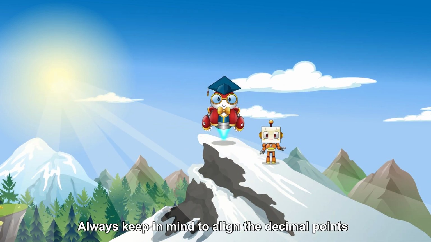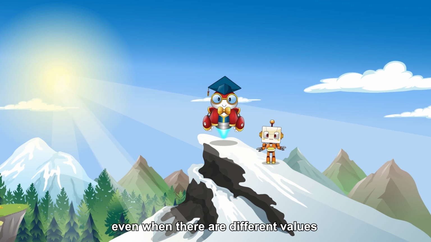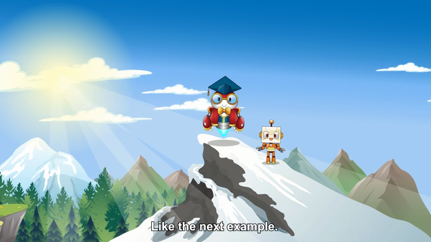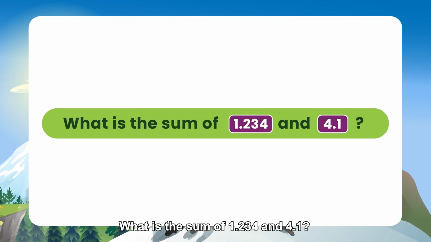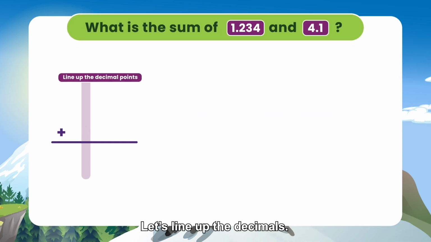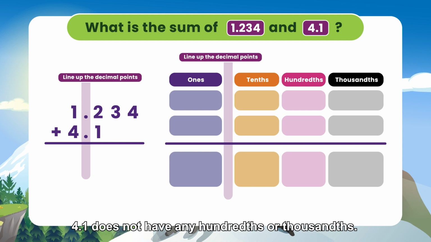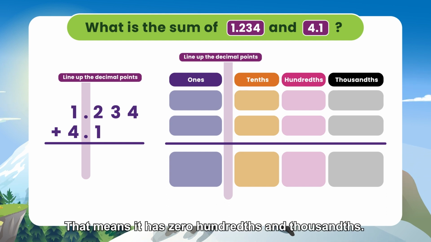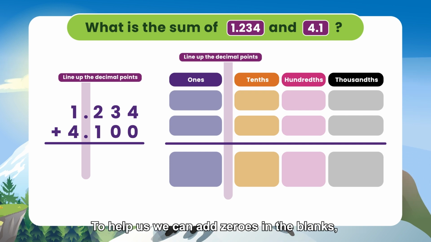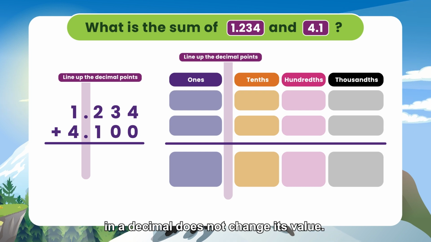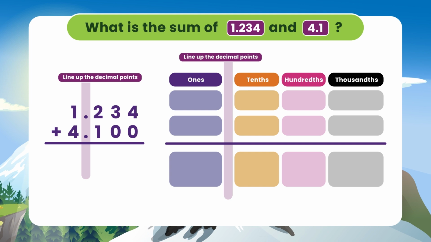Always keep in mind to align the decimal points even when there are different values after the decimal point. Like the next example. What is the sum of 1.234 and 4.1? Let's line up the decimals. 4.1 does not have any hundredths or thousandths. That means it has 0 hundredths and thousandths. To help us, we can add zeros in the blanks, as adding 0 after the last number in a decimal does not change its value.